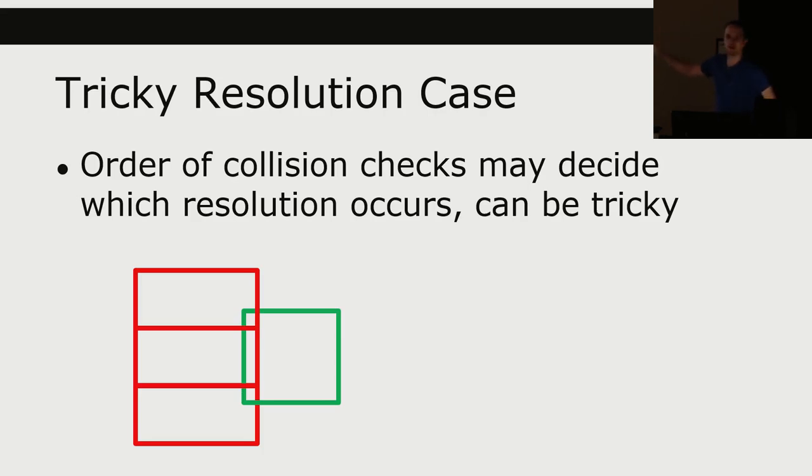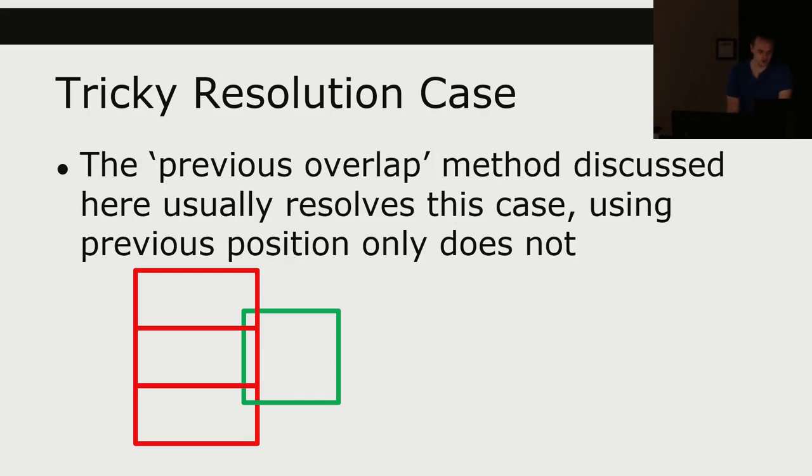behavior. So stacks of stuff usually isn't a problem, but if we have diagonals and things coming in, and in one brick it was coming from the left, but maybe in another it was coming from the top, now we may have something that there's always little tricky cases like this that you have to deal with. And so the previous overlap method discussed usually resolves this case, but using the previous position only doesn't. So it usually resolves it, but not all the time.